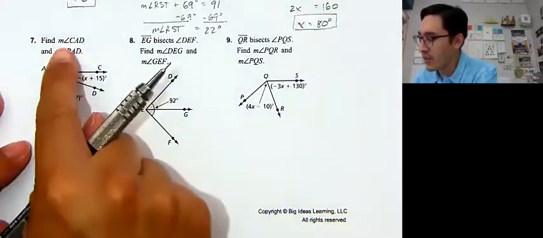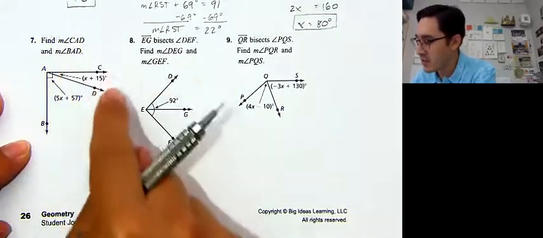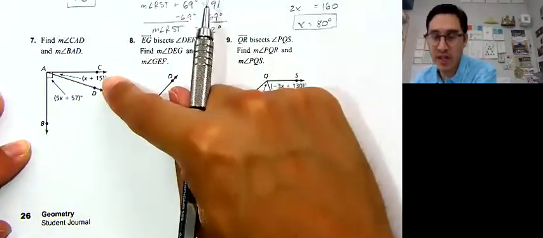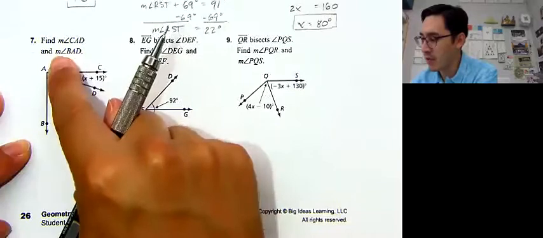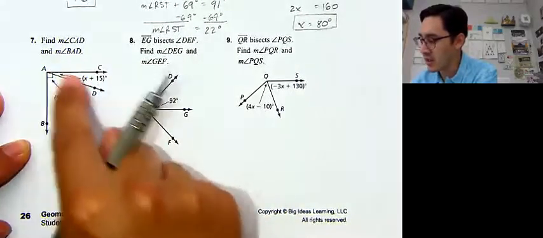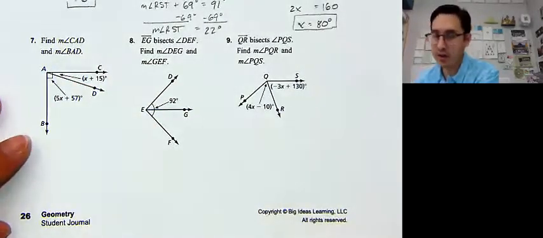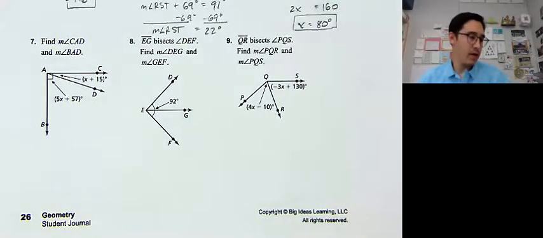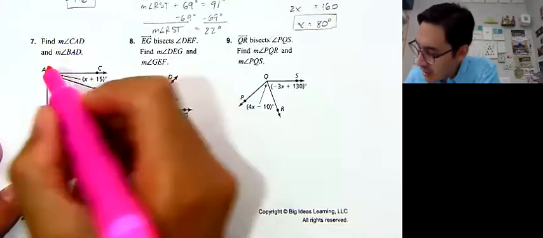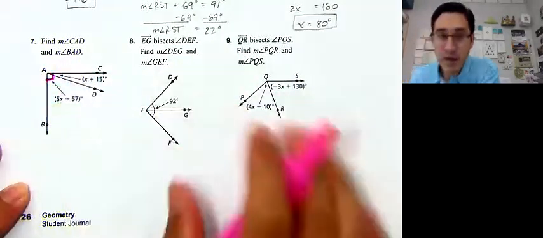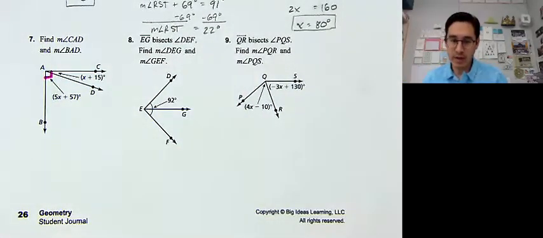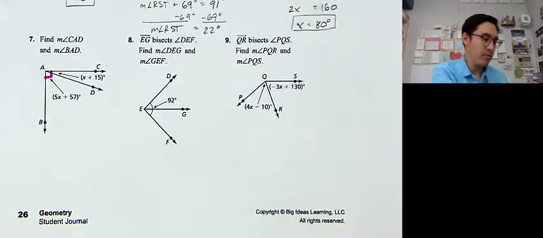All right, let's find the measure of angle CAD. So CAD, that's the smallest angle here in the diagram, and the measure of angle BAD, which is the angle adjacent to it. What we know is that those two angles combine to make 90 degrees, right? That's what the little square symbol there means, that we have a right angle, a 90-degree angle.